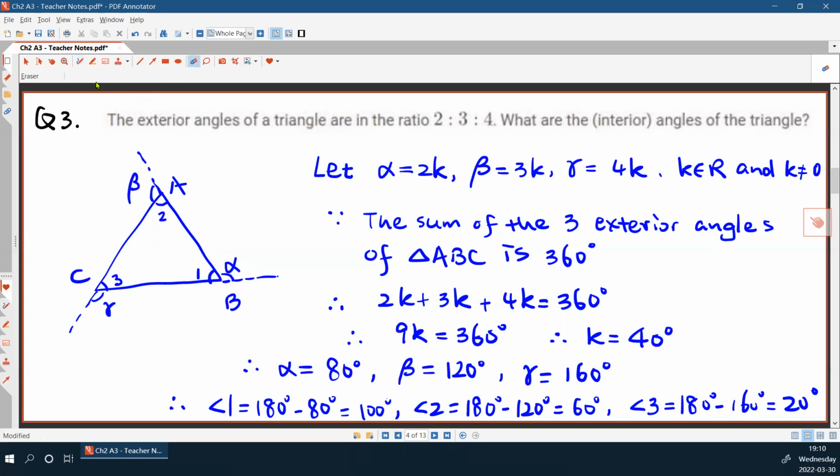Okay, at last, it's better to verify if the sum of angles 1, 2, 3 is 180 degrees. So let's check: 100, 60, 20. So the sum of angles 1 to 3 is 180 degrees. So probably we have the correct answer. If the sum of the three angles is not 180 degrees, that means you got the wrong answer, right? Okay, please have a look at this question and let me know if we can proceed, okay?